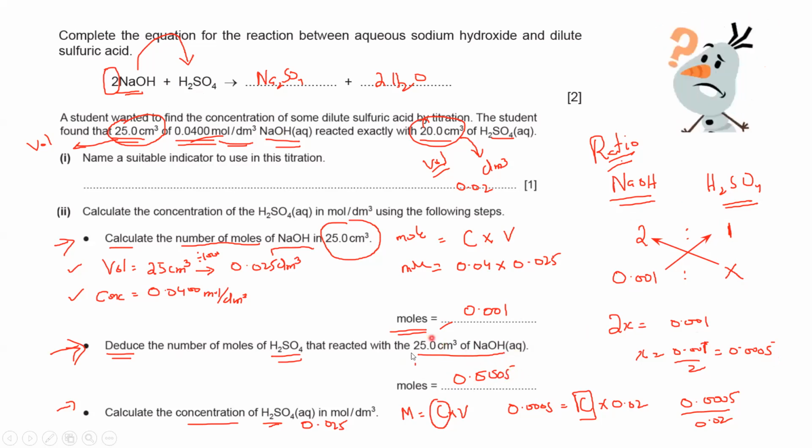Now we have the moles, we have the volume. So we need a concentration. Moles is concentration times volume, or concentration is moles divided by volume. So we'll get its concentration as 0.025.